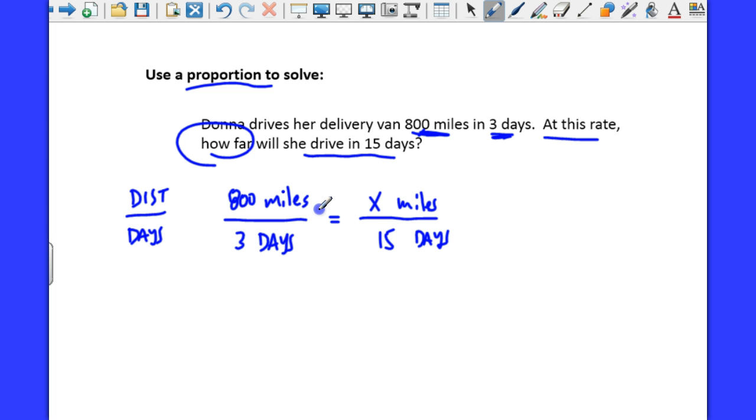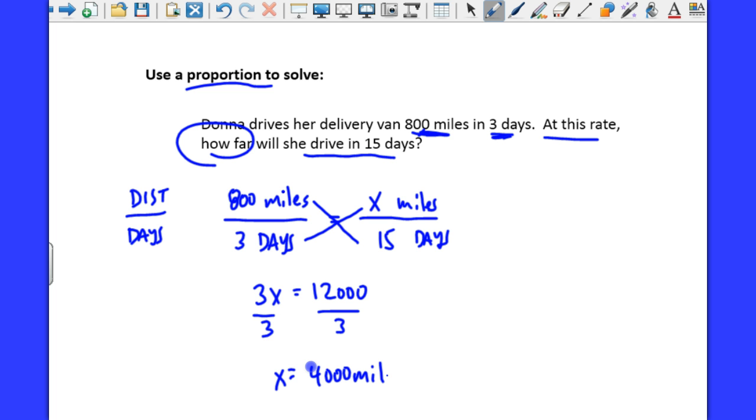And now all you have to do is criss-cross to solve this. 3x, 8,000 times 15. I went ahead and worked that out for you. It's 120,000. And then we're going to divide that by 3 to solve it. Now we're just solving an equation here. And that comes out to be 40,000 miles. And that's some valuable information. If you're the person paying for the gas in the van, you'd probably want to know that because you might want to make a budget to pay for it.